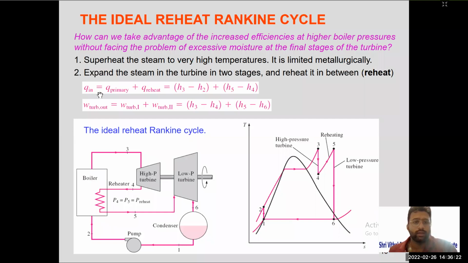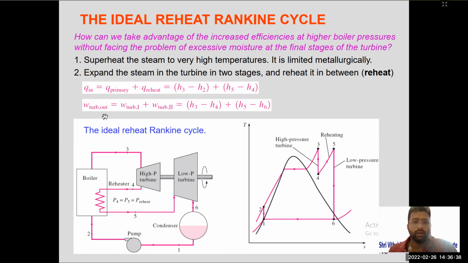So see here, in this case, Q in, that is the heat supplied in the boiler, will be Q primary. Primary means H3 minus H2, and reheat, that is H5 minus H4. So that means this is the amount of heat supplied to the steam in the boiler.